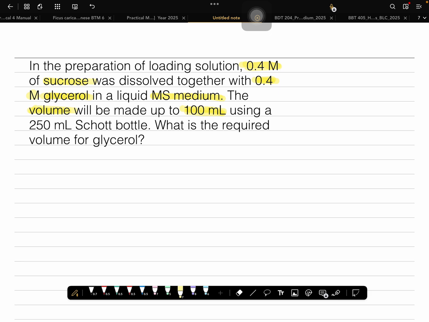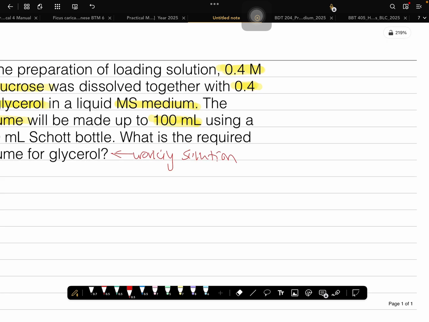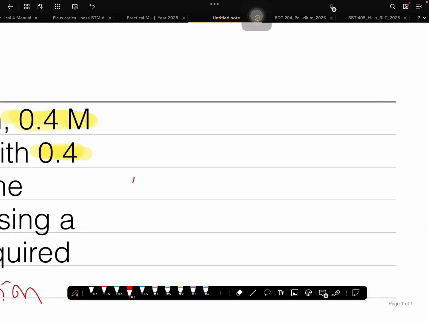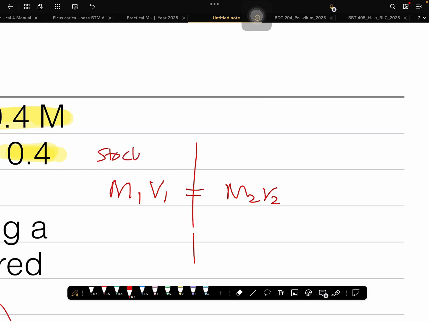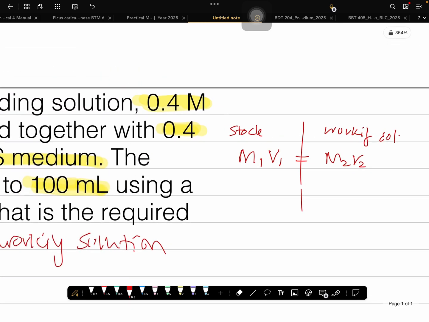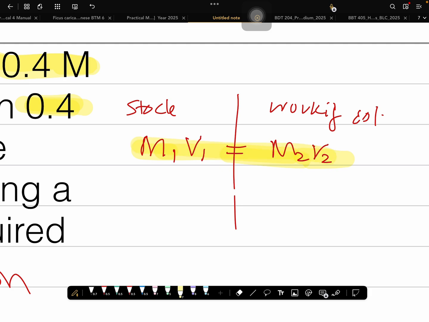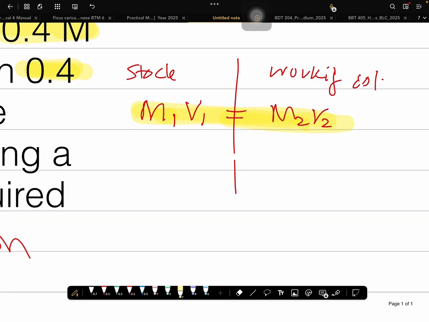What is the required volume for glycerol? So we need to find the working solution for glycerol to be added into the sucrose. First of all, you may think that you may use this formula, M1 times V1 equals M2 times V2. On the left side, M1 V1 is the stock solution, and on the right side it is the final solution or working solution. But we cannot use this formula for the glycerol because it is special. Glycerol has a higher density.